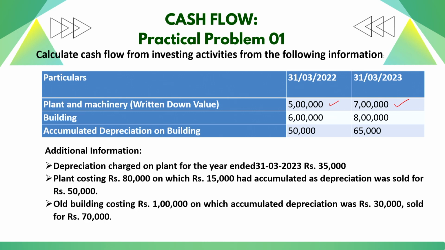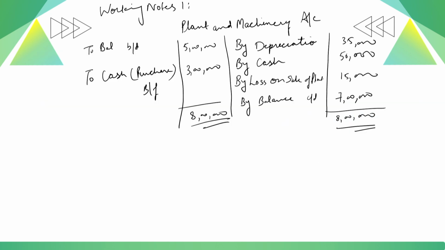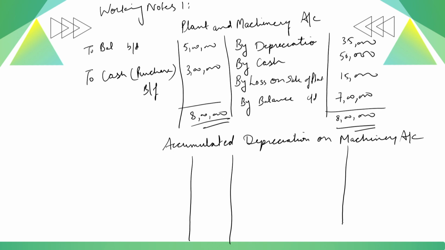Moving ahead with working note number 2, we will prepare the building and accumulated depreciation on building. So first we prepare working note number 2 on the accumulated depreciation on machinery account. As given, by balance brought down, 50,000.